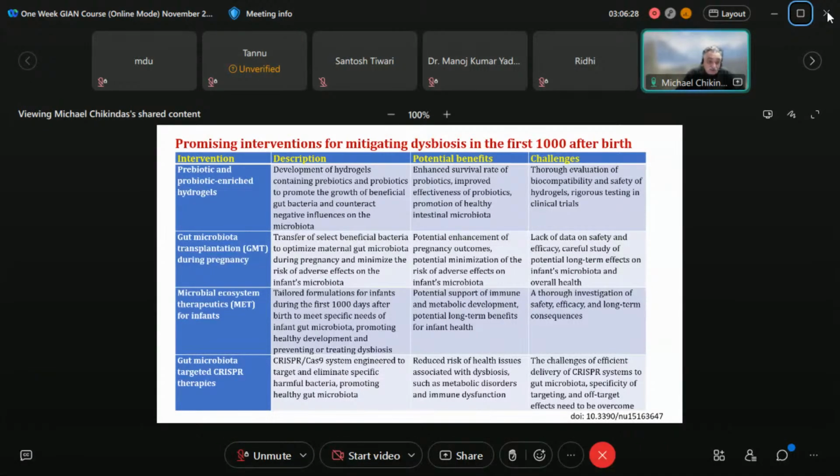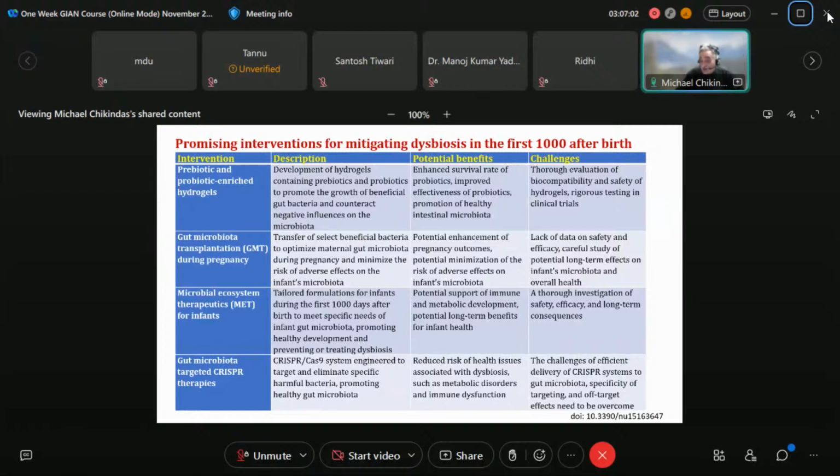Microbial ecosystem therapeutic application: the formulations were designed specifically for the infants who needed to improve their gut microbiota with the support and modulation of the immune system, and of course, again, safety and efficacy in long-term studies should be done. And with regard to the CRISPR systems, it's engineered probiotics with targeted applications for specific purposes.